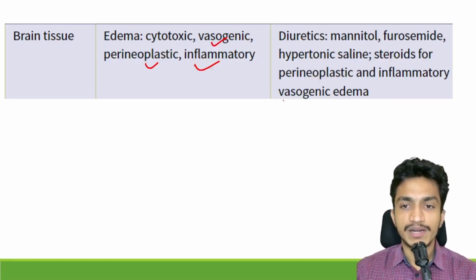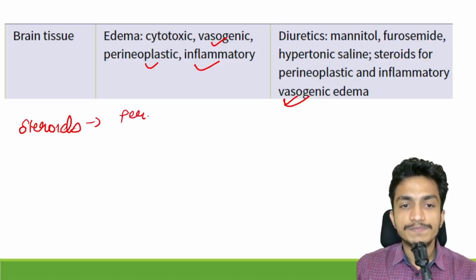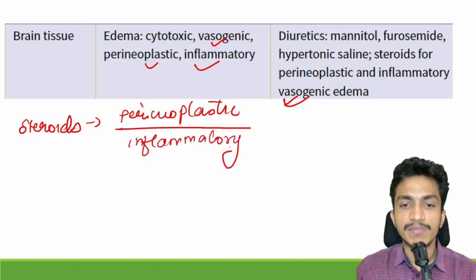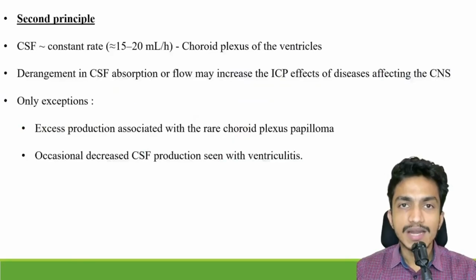or inflammatory vasogenic edema. So an important point to understand is that steroids are used for decreasing the edema in perineoplastic and in cases of inflammatory edema. So that is what is important to understand.